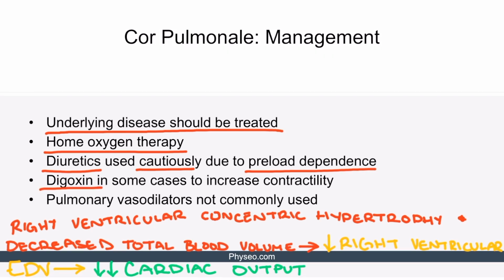Digoxin can be prescribed in some cases to improve contractility. Finally, the pulmonary vasodilators that we discussed for pulmonary hypertension are not commonly used in cor pulmonale. This is because pulmonary vasodilators will retain blood in the pulmonary vasculature. This in turn will decrease the left ventricular venous return and cardiac output.